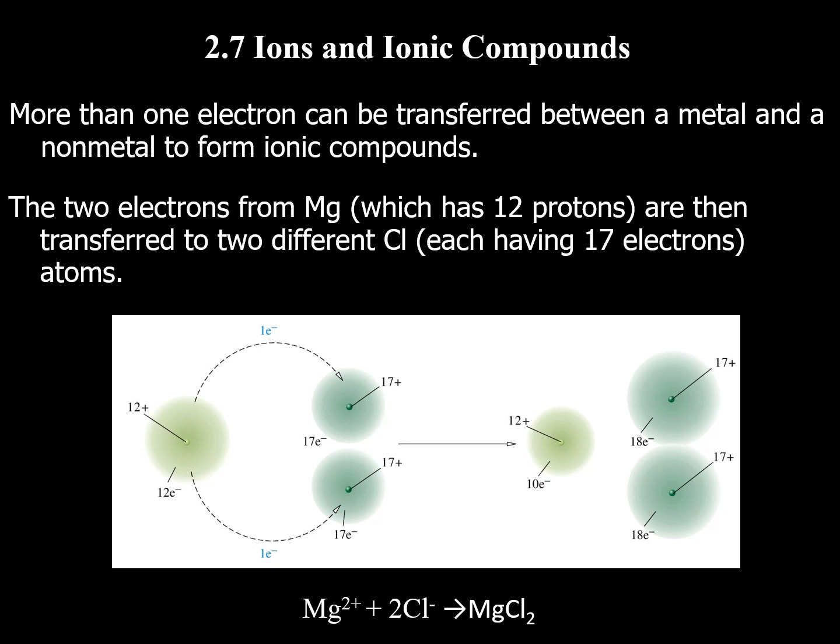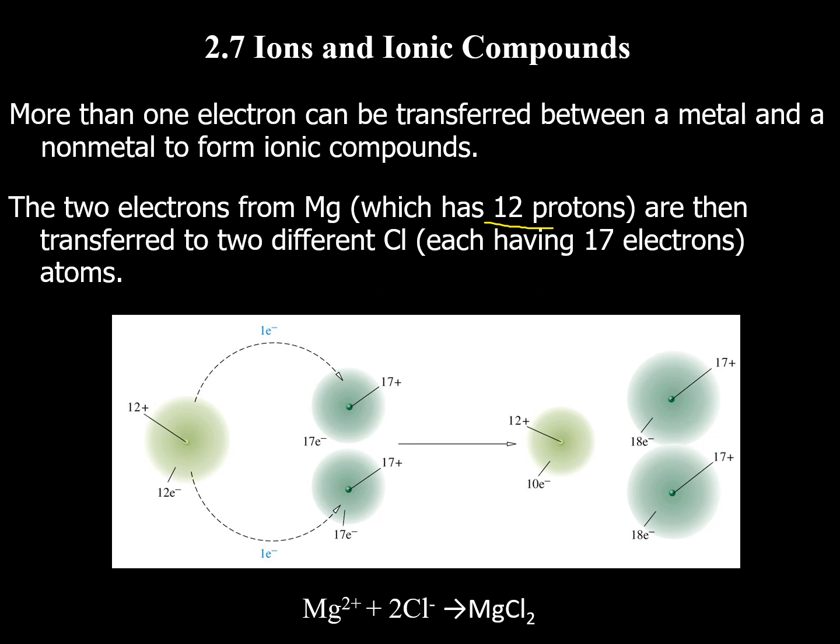Another example is MgCl. Mg is an alkaline earth metal from group 2. Chlorine again is a halogen. So we look here in the diagram below. Magnesium has 12 protons. So again, if it has 12 protons, it also has 12 electrons because we want it to be neutral.